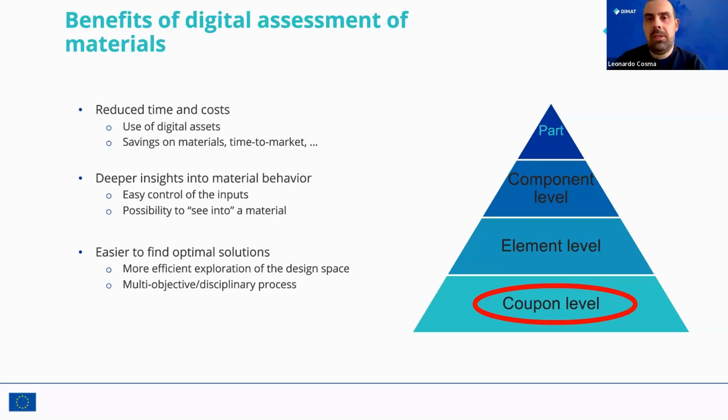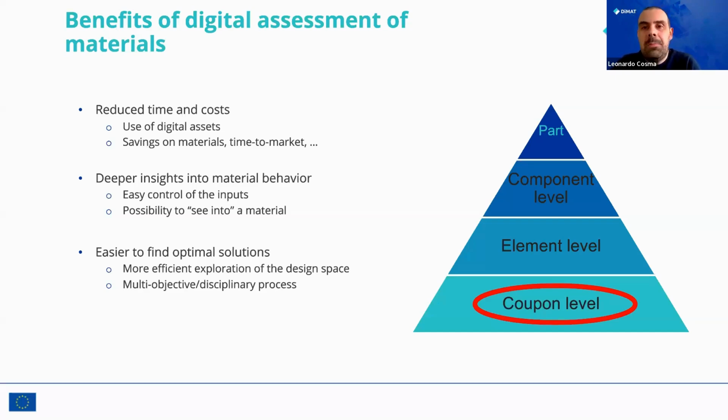What are the benefits that a tool like the DMAT Material Designer can offer with the digital assessment of materials and material properties? Well, of course, the first thing that comes to mind is the reduction of time and cost of the material development process. With digital assets, we can concentrate a bunch of evaluations in a very short time, we save a lot of material, and we can reduce the time to market.